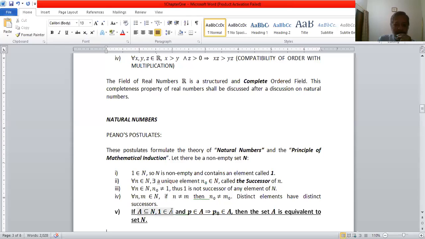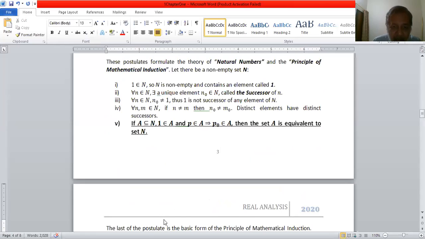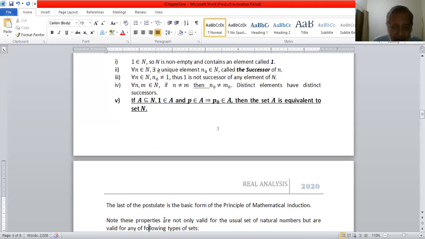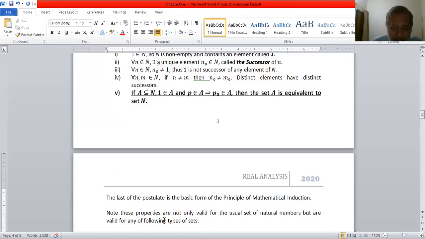So if a subset of the set of natural numbers contains the first element 1 and every element of that set, every element that is in the set, उसका successor भी उस set के अंदर है, तो फिर set A में और set N में कोई फर्क नहीं है. They are equivalent sets. The last of the postulates is the basic form of the principle of mathematical induction.